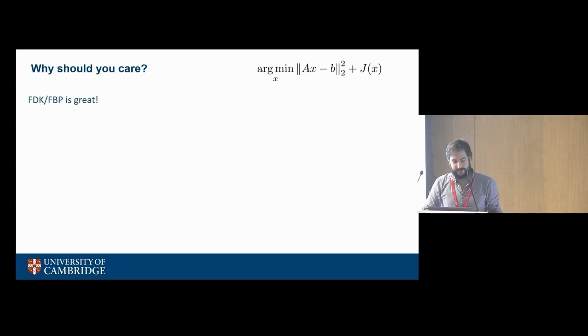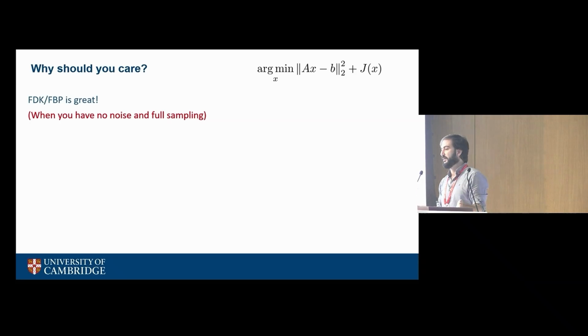So why should you care? Because you're all using this algorithm, the CT scanners. You put it in, it gives you an image. It's great, right? So why care about more advanced mathematics? FDK is great when you have no noise and full sampling. And if any of you operates these machines, there is a ton of effort to control the noise level, the exposure, all the parameters you need to set so the image in the end looks good, right?